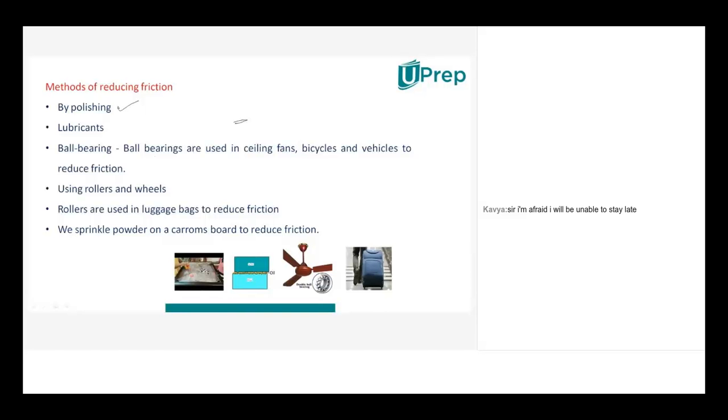In which chemicals may be used, or some kind of machines also will be used. And by that we smooth the surfaces. Maybe you know that in our houses we use some kind of tiles, and those tiles are polished, and when they polish, they become very smooth. And when smoothness is there, generally what happens when smoothness increases?